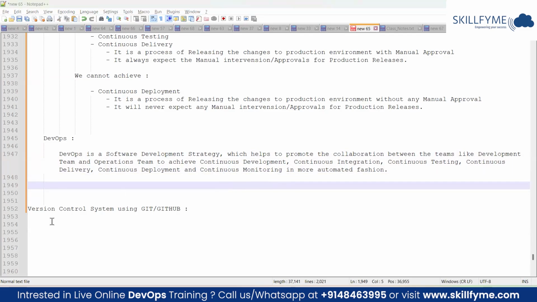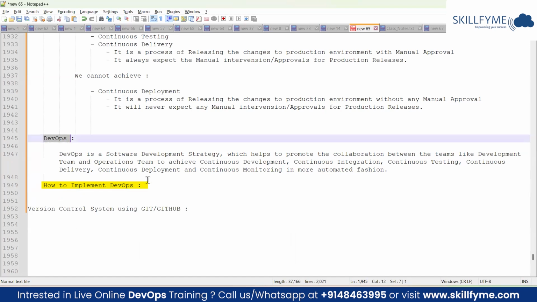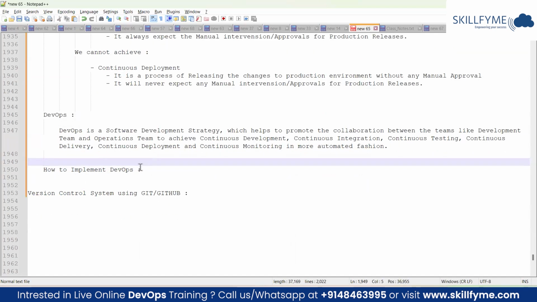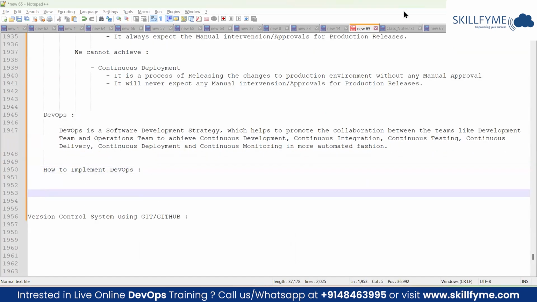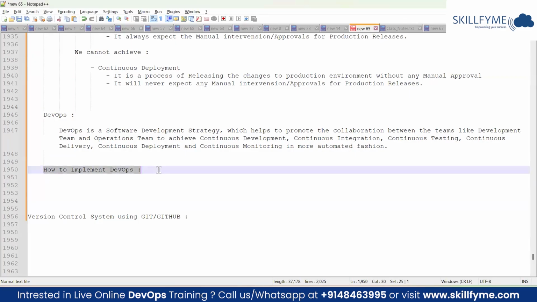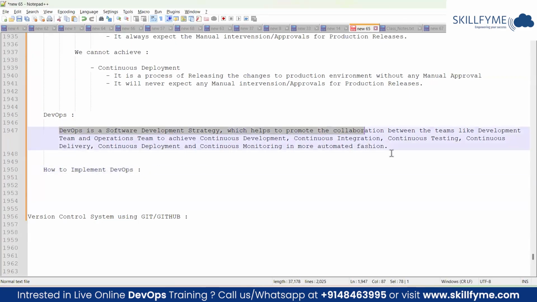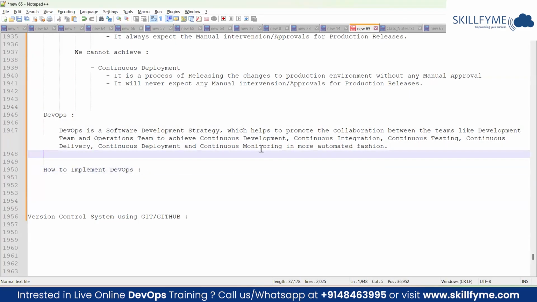So now the point is how to implement this. We understood what DevOps is now, right? As a DevOps team, it is our responsibility to implement DevOps. So how do we implement it? In order to implement DevOps, let's start from this definition itself. Let's start decoding from here. What I said about DevOps here is that it is a software strategy. That is fine. It is a process which helps to promote collaboration between the teams.